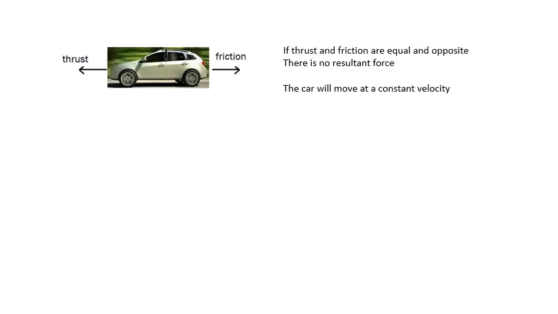Consider this car, we saw this car in the last video. Thrust and friction are equal and opposite. There is no resultant force. The car is moving at a constant velocity. Now, what would happen if the thrust got bigger? What would happen if the person driving the car put the foot down on the accelerator?